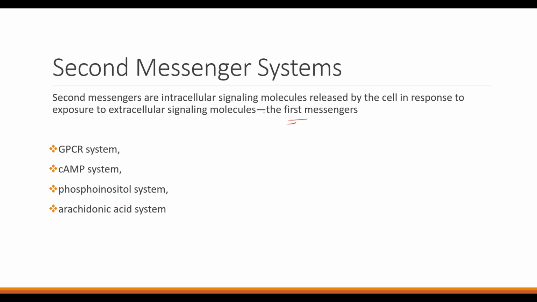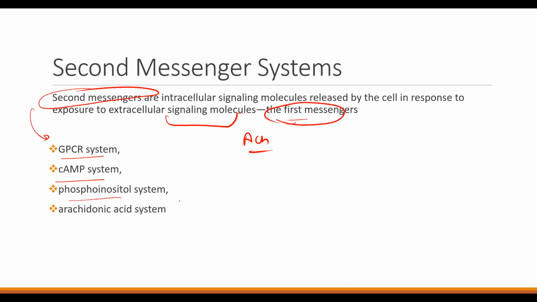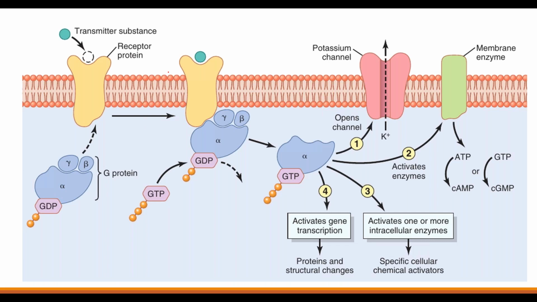So there are these signaling molecules which are first messengers. What are first messengers? For example, acetylcholine can be a first messenger. And what are second messengers? Second messengers can be via the G protein coupled receptor system. We'll read about them in brief. However, we will read them in detail again in endocrine as well as in CNS. We have also read this already. So G protein coupled receptor, cAMP system, phosphoinositol pathway or system. These are all the examples.